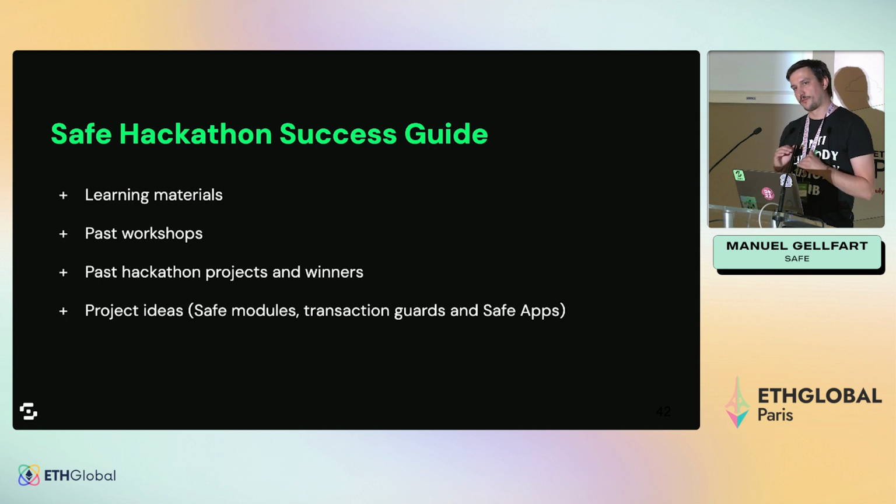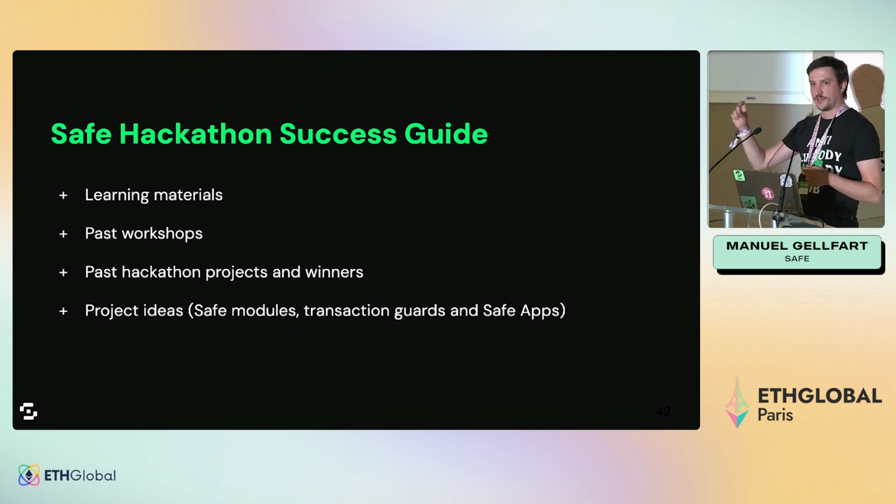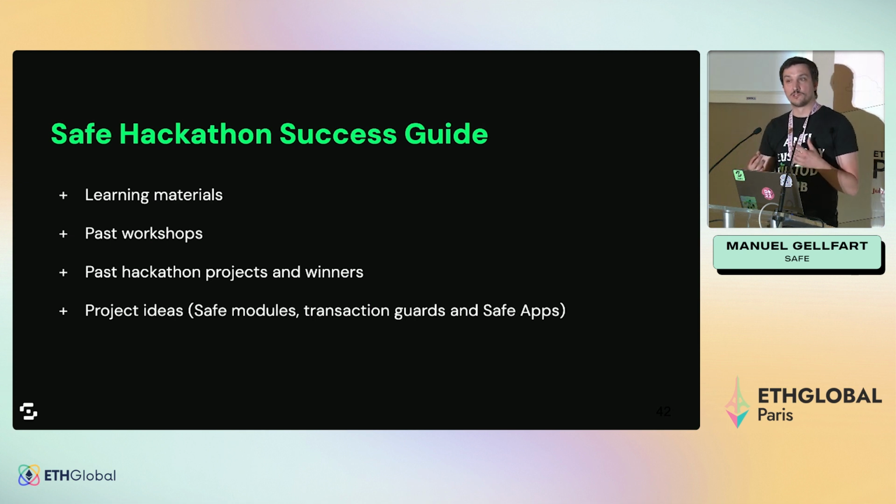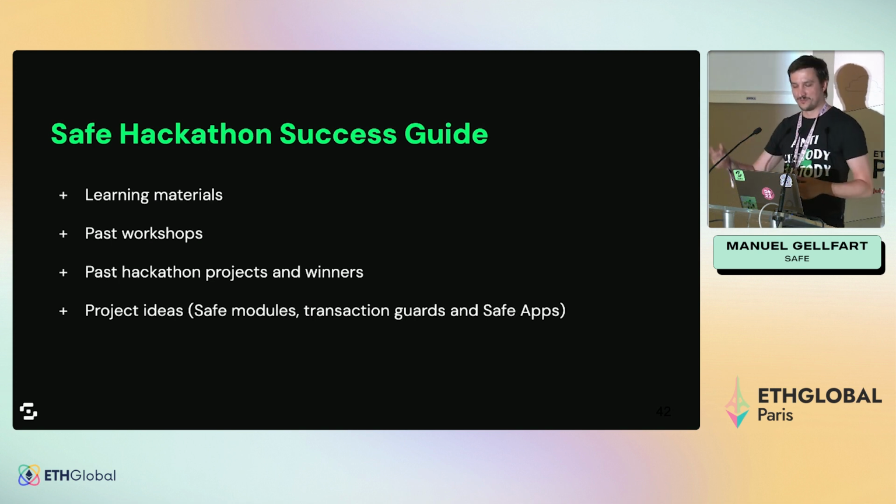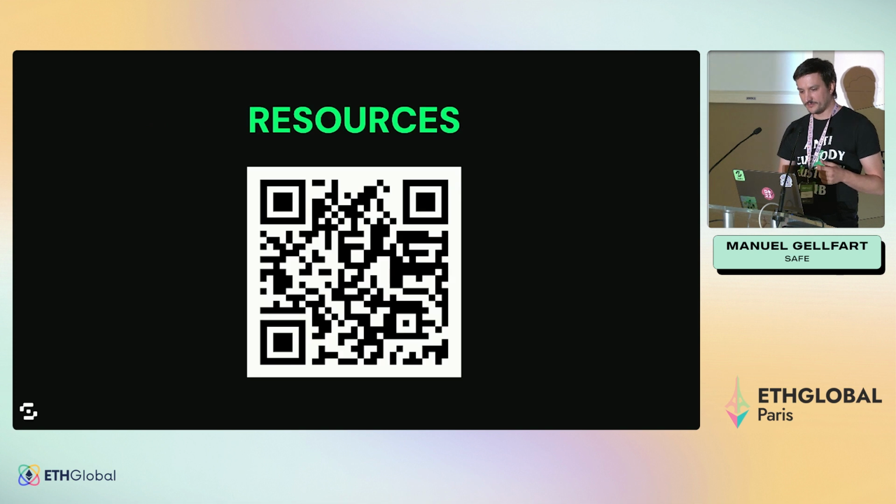We also have a small hackathon success guide, which we try to always maintain between our hackathons, which has a lot of learning materials and info about past workshops and past hackathons. So you see which teams won in the previous hackathons and what they built, just to get some inspiration, but also to know what not to build exactly, because it would be good if it's something new and not just an old project revamped. This QR code leads to the Notion page with this hackathon success guide if you want to scan it. Otherwise, we also have this QR code at the booth. I will leave it on this page.